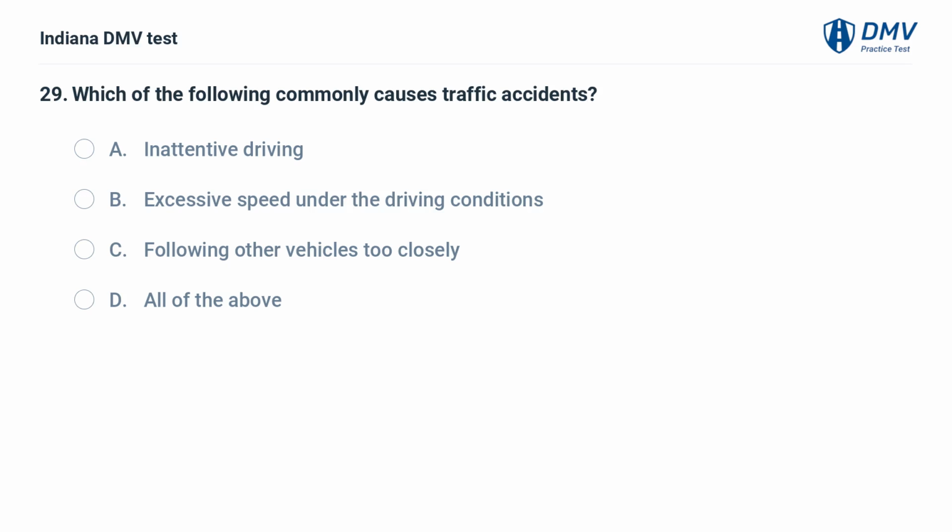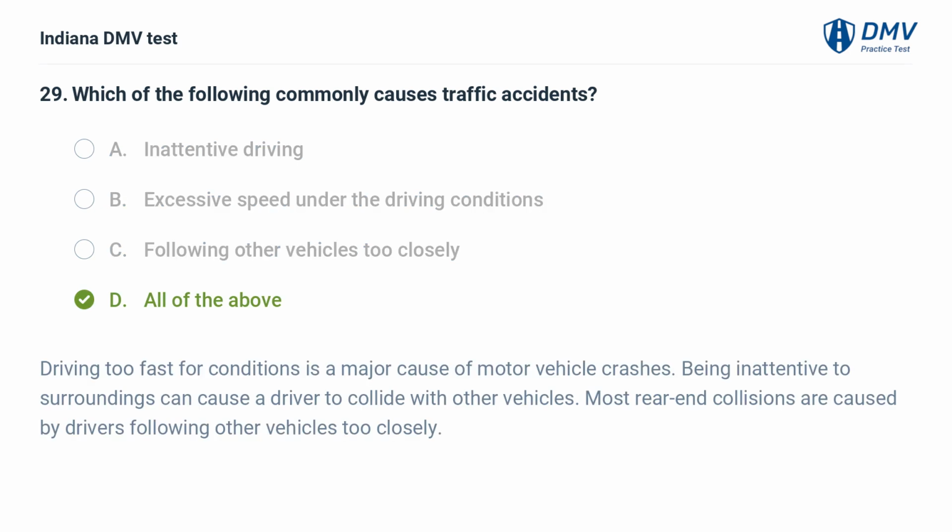Which of the following commonly causes traffic accidents? A. Inattentive driving. B. Excessive speed under the driving conditions. C. Following other vehicles too closely. D. All of the above. D. All of the above.